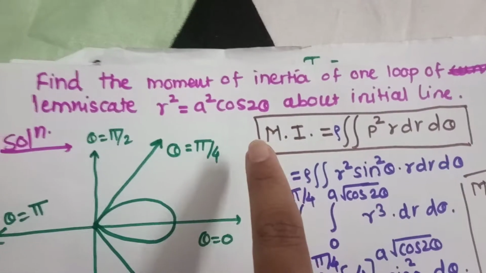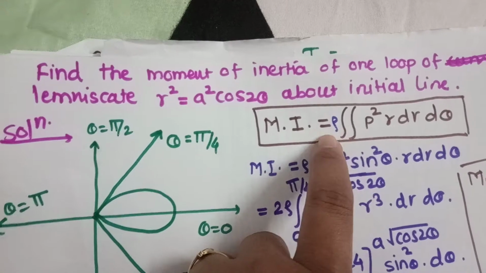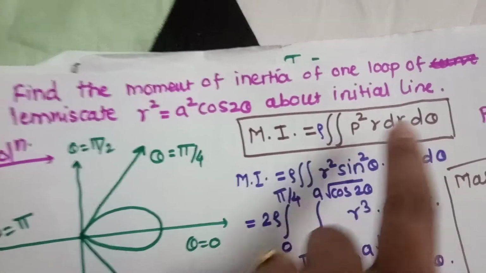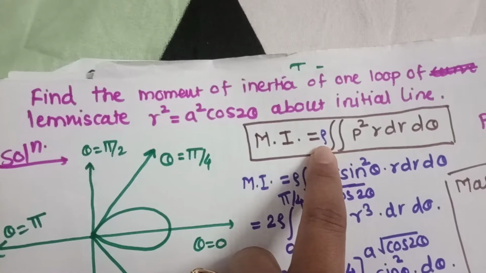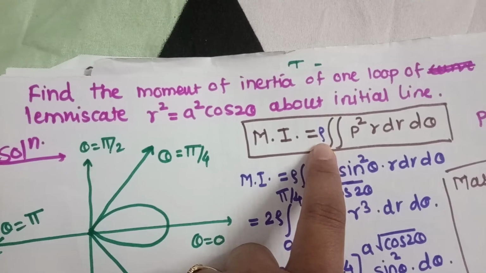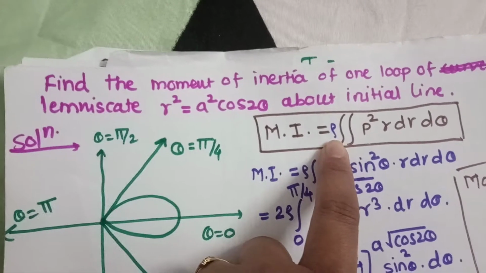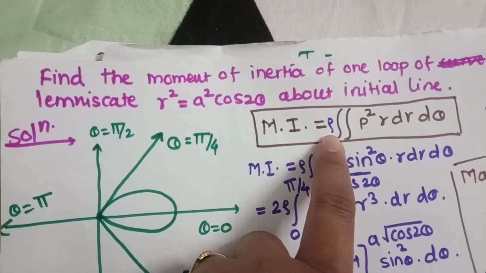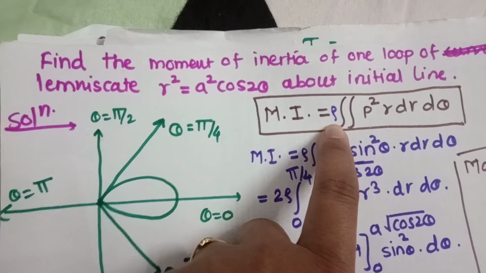We know that the formula of moment of inertia is I equals double integration rho p square r dr d theta. Here rho is nothing but the density of the point. But here, if density is not given, you can consider it constant. Suppose density is given, then you can put that value.